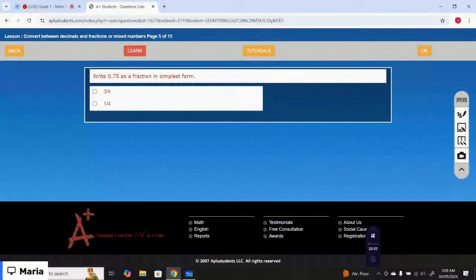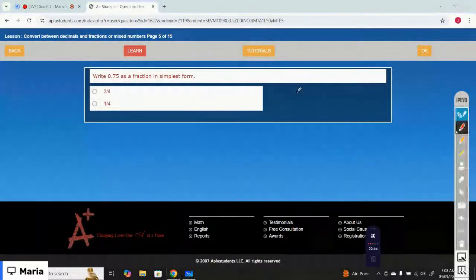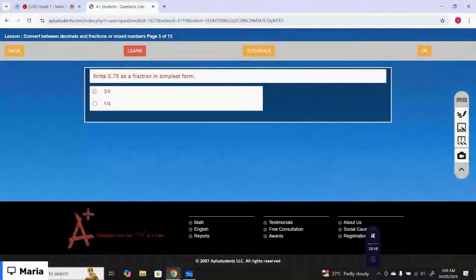Okay, 0.75 as a fraction in simplest form. So that would be 75 by 100. Divide them by the common number, that is 25. 25 times 3 is 75, 25 times 4 is 100. So the correct option is 3 by 4. Option number 1 is the correct option. Got it? The correct option is option number 1. 3 by 4 it is.